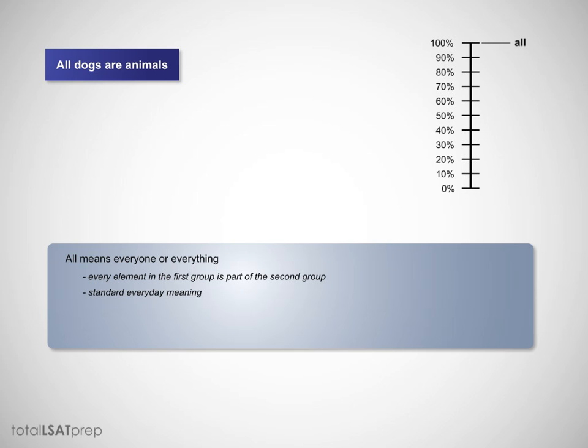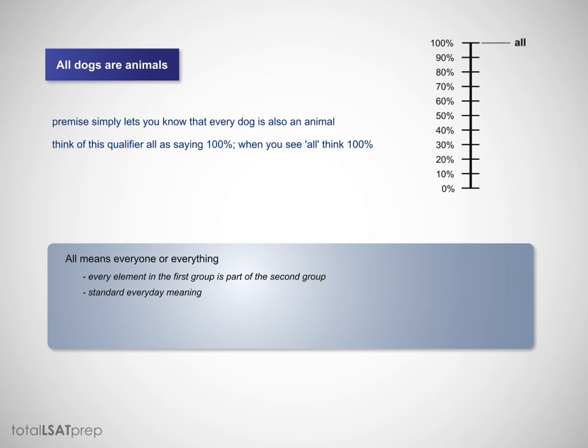Okay, so this premise, all dogs are animals, simply lets you know that every dog is also an animal. So Sparky is a dog, so you know that Sparky is an animal. Bingo is a dog, so Bingo is an animal. Rover is a dog, so Rover is an animal, etc., etc. Whenever you have something that you know is a dog, you also know that it's an animal. And like I said, you can think of this qualifier as saying 100%. When you see all, think 100%. So 100% of dogs are animals.